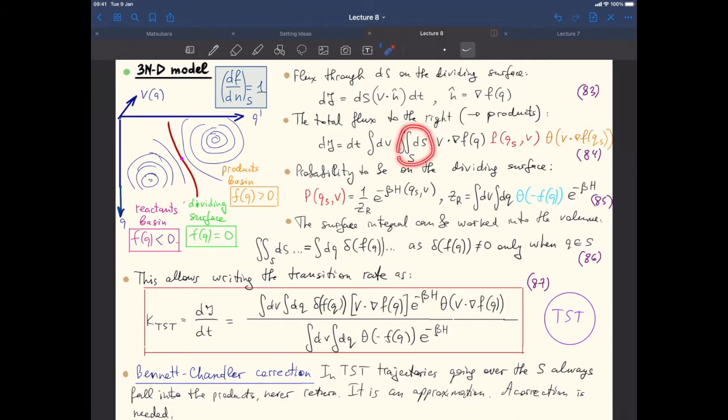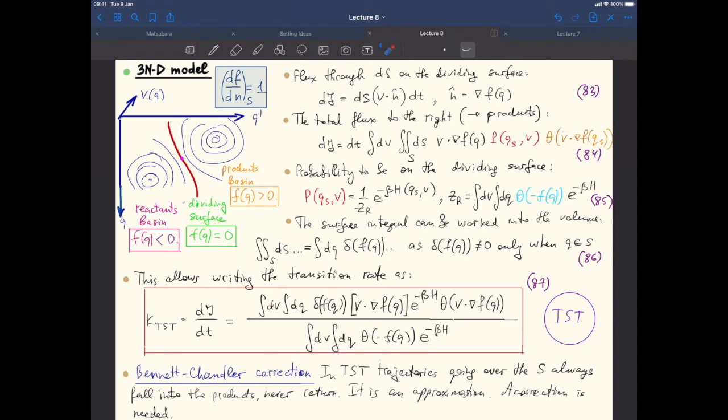Then this surface integral here can be replaced by the volume integral. We can do this, so this is the integral over q, the volume integral over the whole volume, by introducing this delta function of that function f of q. So that delta function would explicitly include only those values of q for which the f of q function is equal to 0. So it will be only exactly on the dividing surface. So q will be on the dividing surface only.